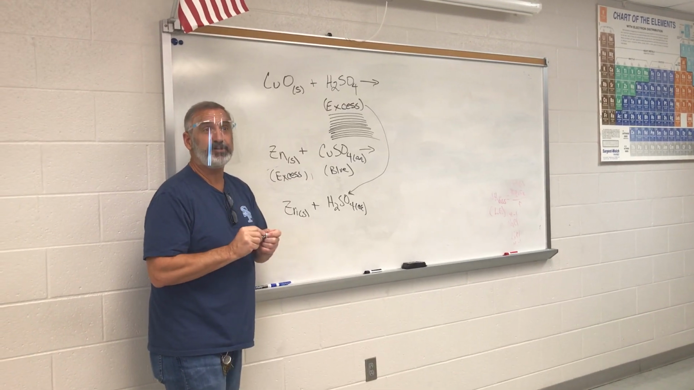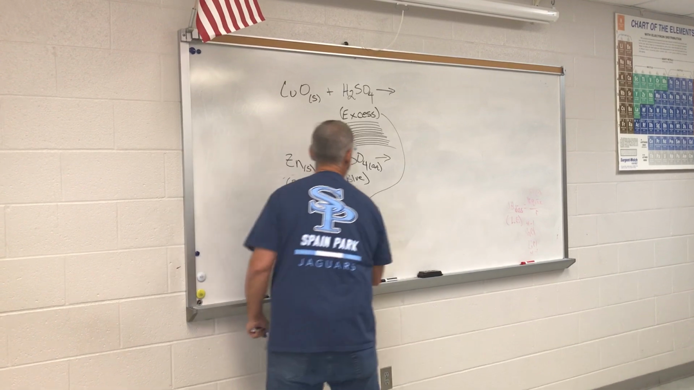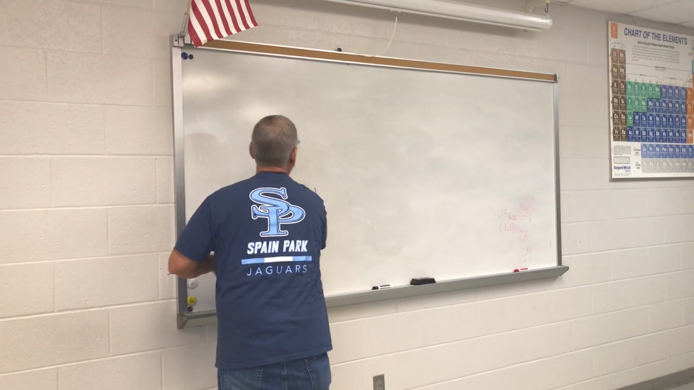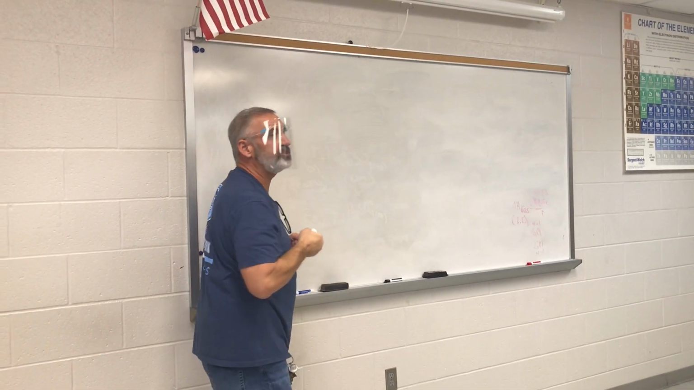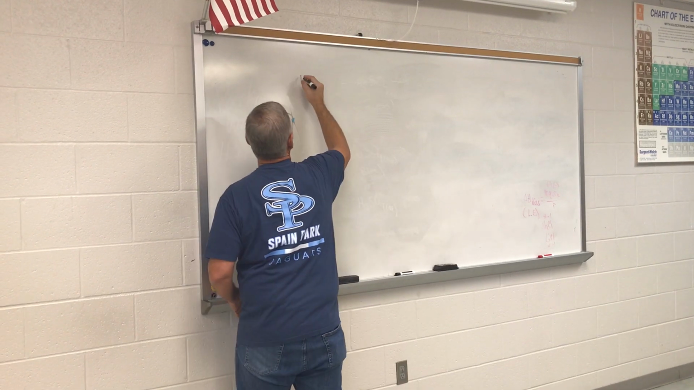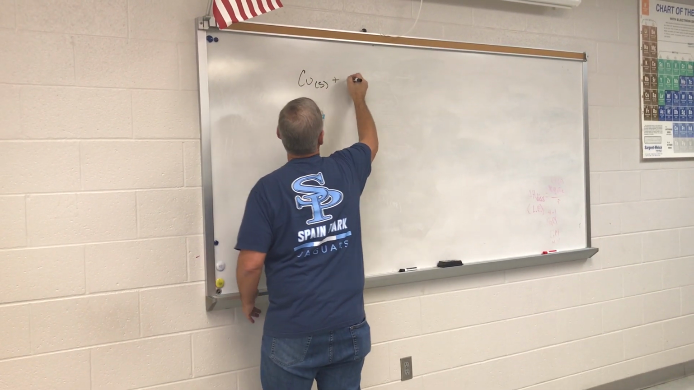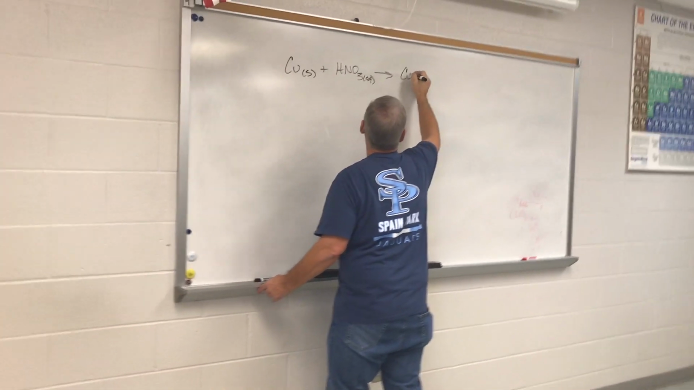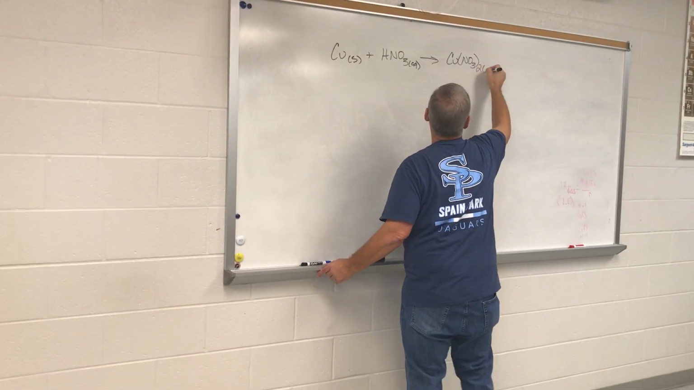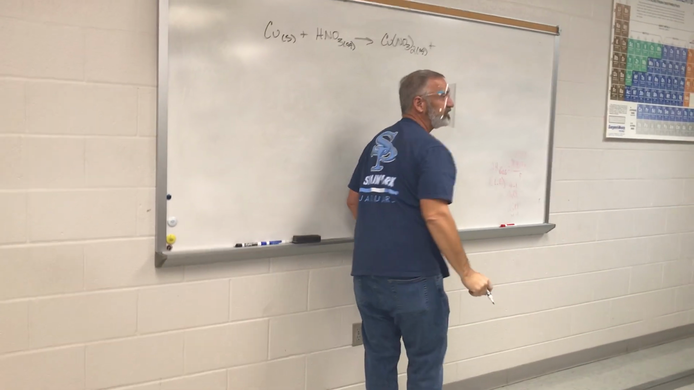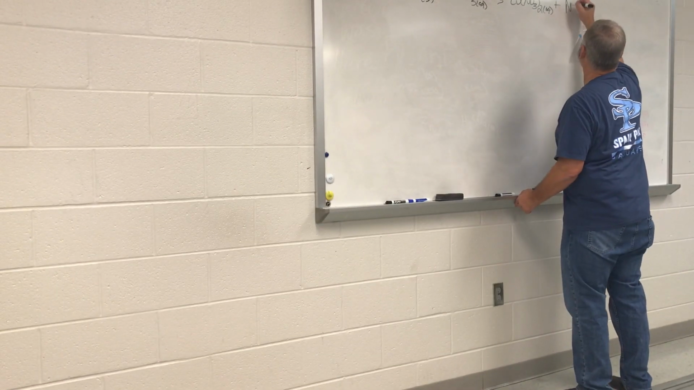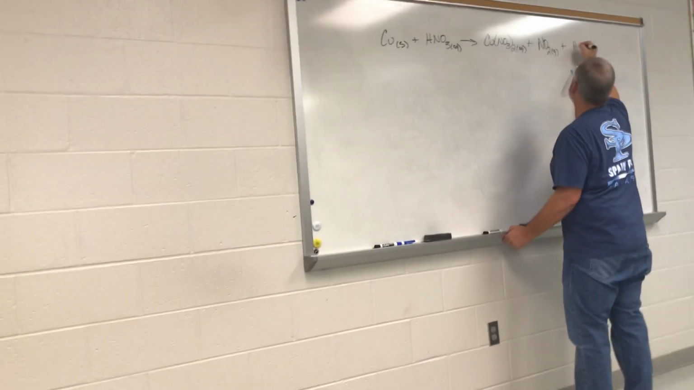Now, for the sake of the virtual kids that I didn't video yesterday, let's quickly review what we did. The very first step was copper solid, our penny. We added nitric acid to it. And we ended up making copper 2 nitrate. This equation's given. Plus, what was the reddish brown gas? NO2 gas. And we made some water.